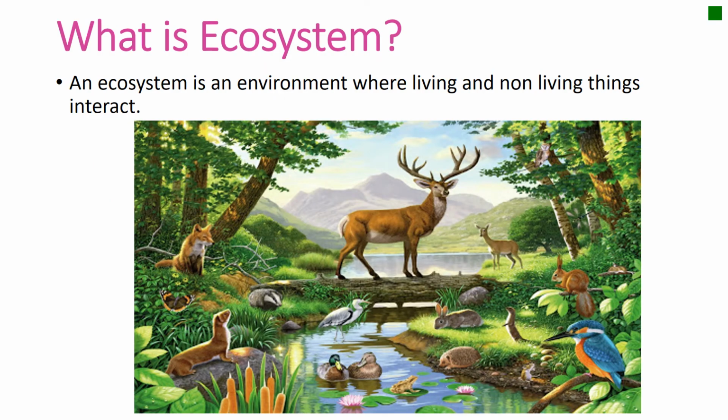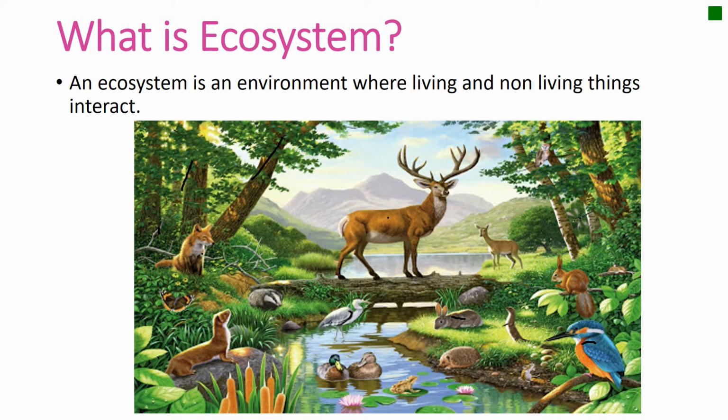So, what is an ecosystem? Do you know what an ecosystem is? An ecosystem is an environment where living and non-living things interact. For example, if I look at this picture, I have deer, tiger, duck, rabbit, bird, and many other animals. In addition to animals, I have plants. As you see here, we have trees and grass. So these are called living things.